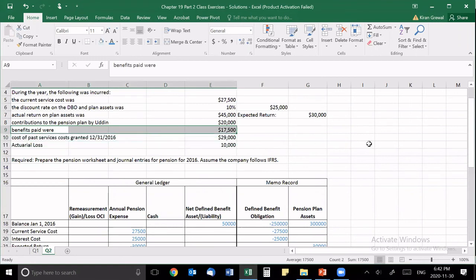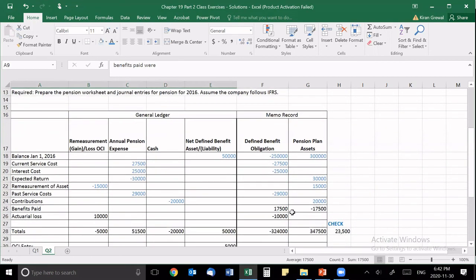Benefits paid were $17,500. Benefits paid does not affect anything in the general ledger, only the memo record. It's going to be a debit to your defined benefit obligation and a credit to your pension plan assets. The reason it doesn't hit any of these amounts or the net defined benefit is because these two cancel out. If we debit our liability and credit our asset, these two cancel each other out, and therefore nothing will show up in the net defined benefit.